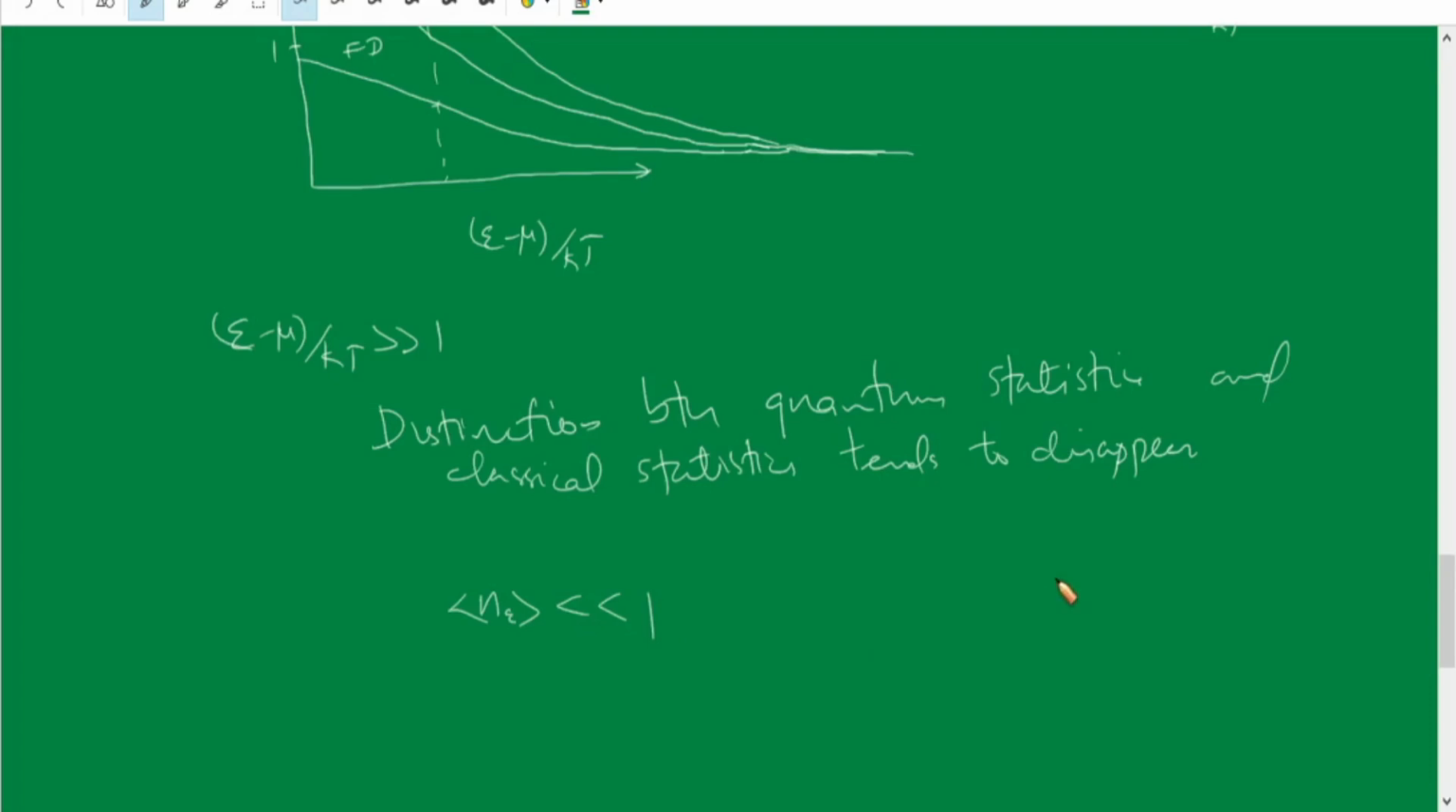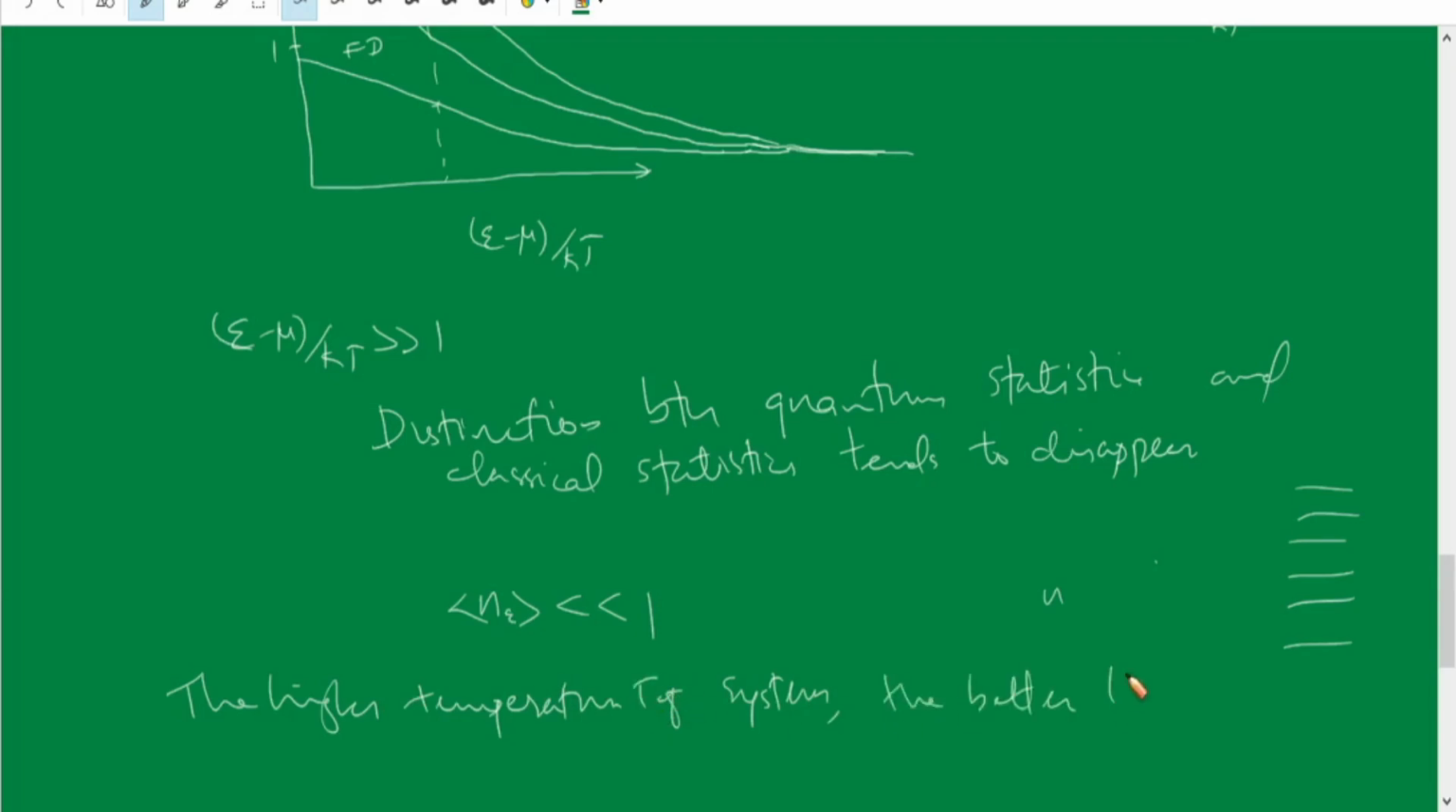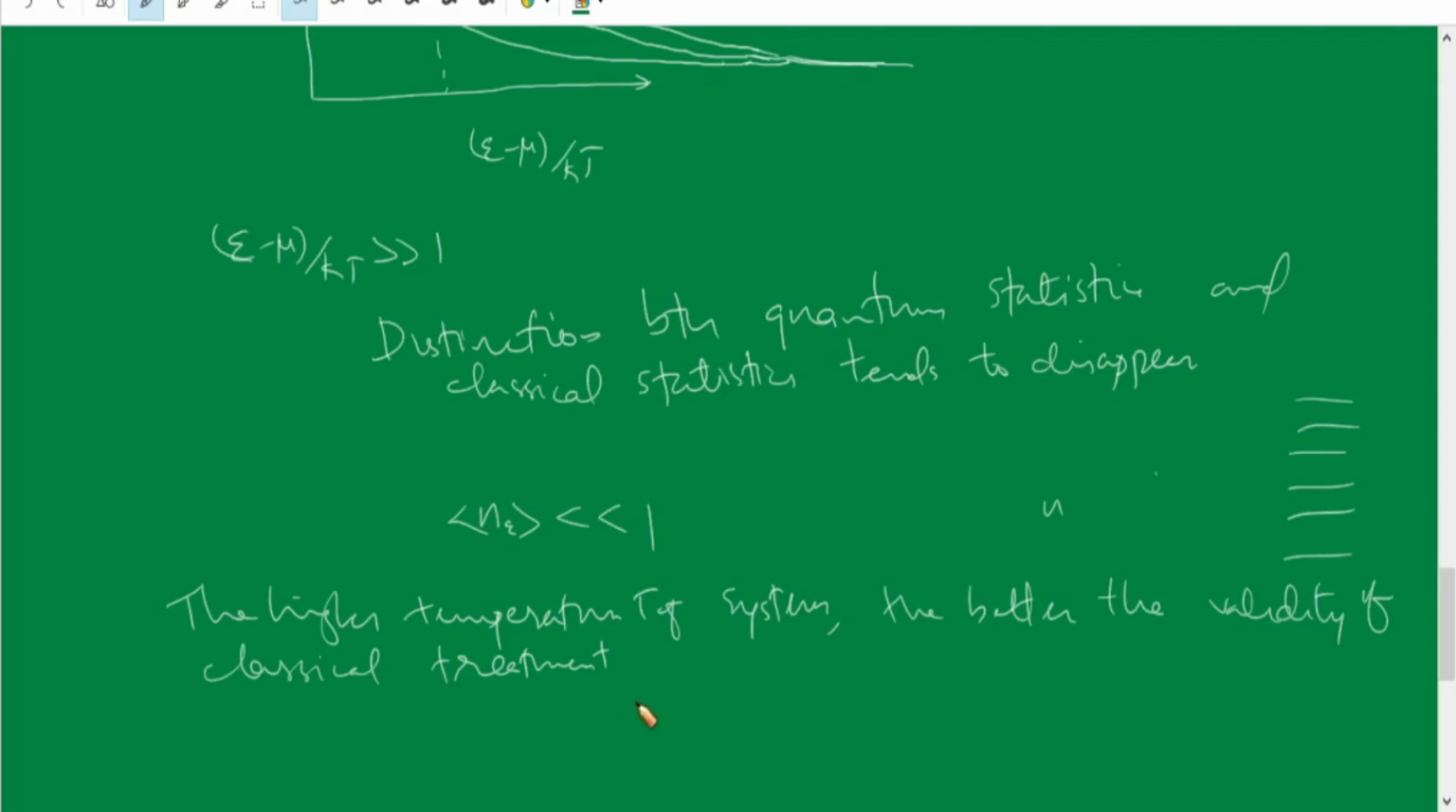So there are many energy levels. The probability of a particle occupying any of these levels is very much less than 1, a very negligible probability. Also, we know that the higher the temperature T of the system, the better the validity of the classical treatment. When temperature is very high, the classical treatment is valid. If temperature is very low, then we cannot take the classical treatment.